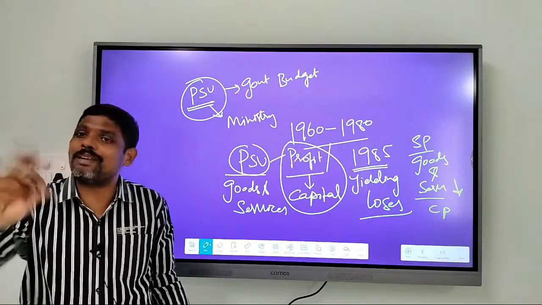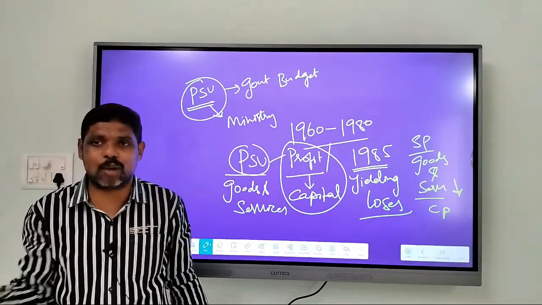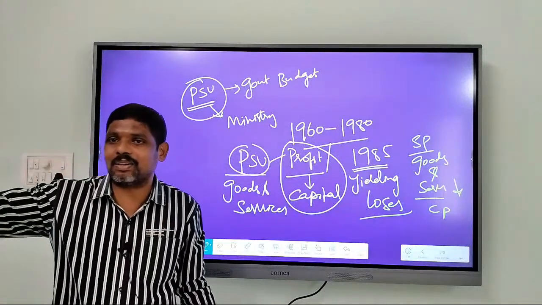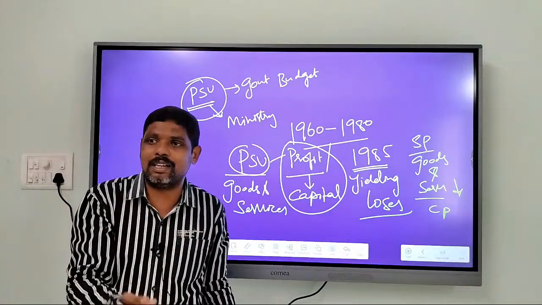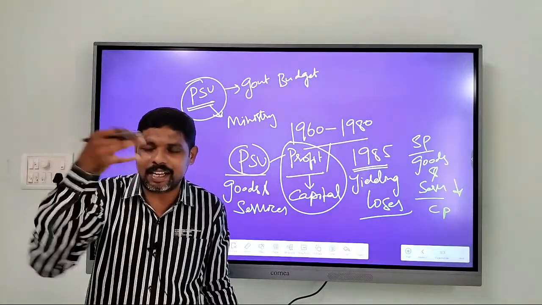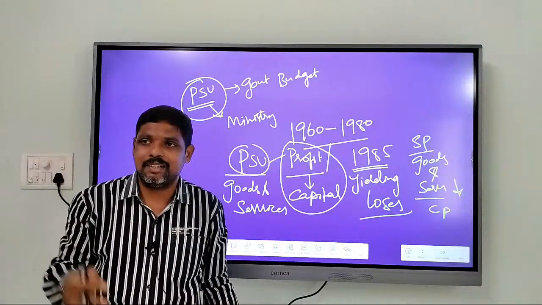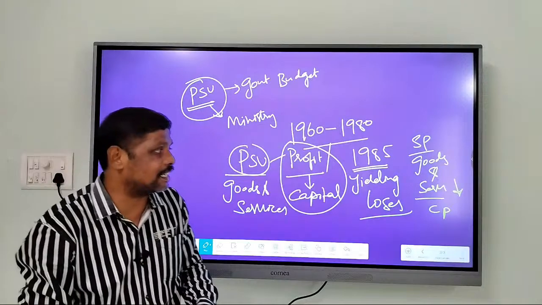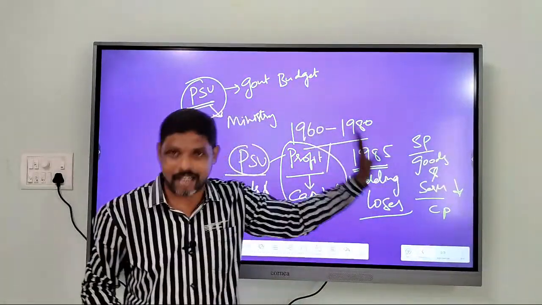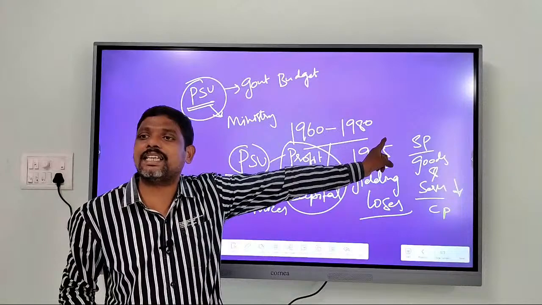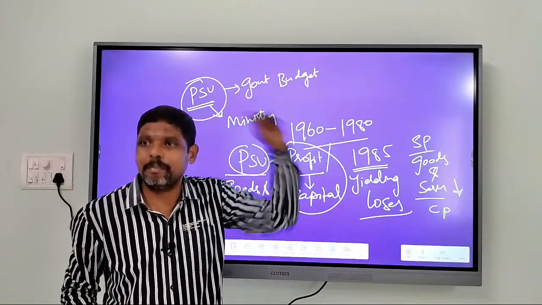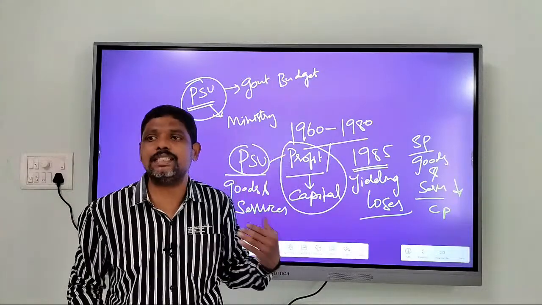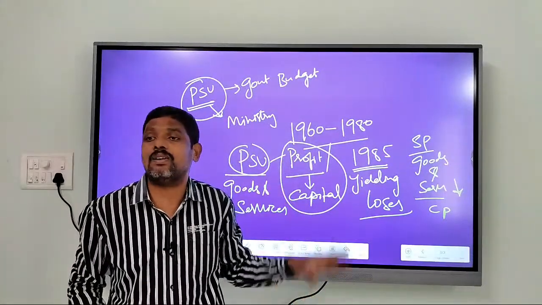So there is a big story behind this, but I don't want to drag this topic beyond our polity. Whenever I deal with economy, after completing polity, I'll deal with economy. In economy we have a separate chapter on industries and a separate chapter on economic reforms. At that point I'll bring the reasons for these losses. But as of now, remember that these public sector units have made losses because the selling price of goods and services was less than the cost price.